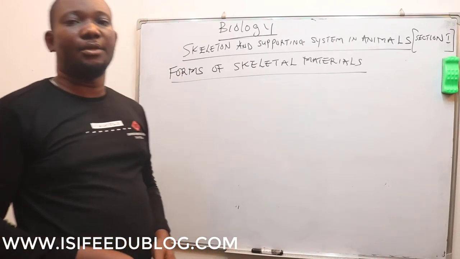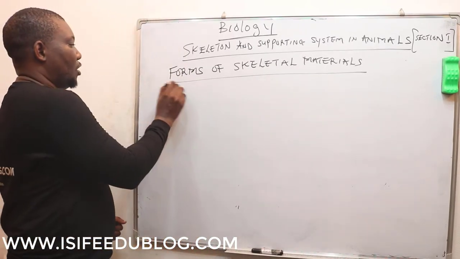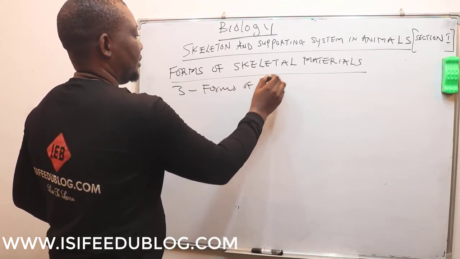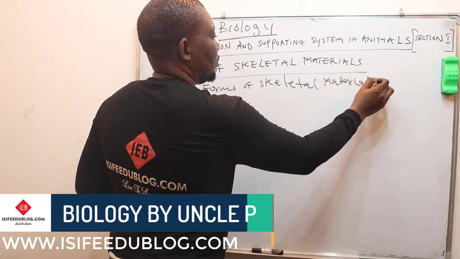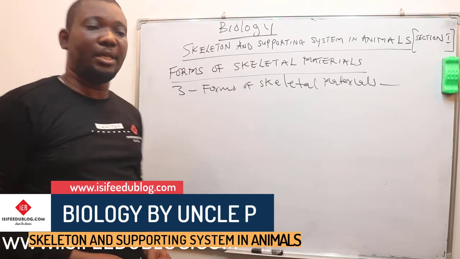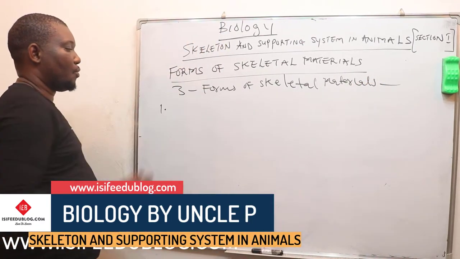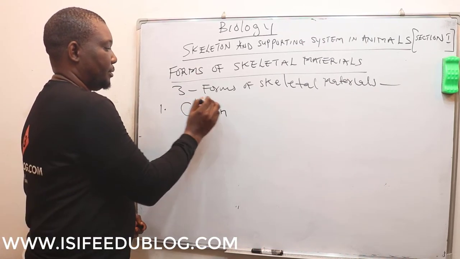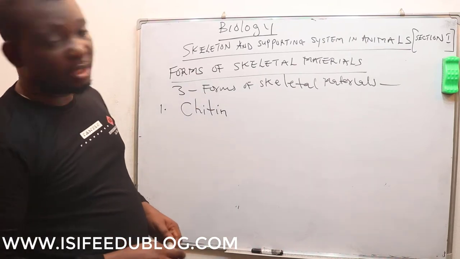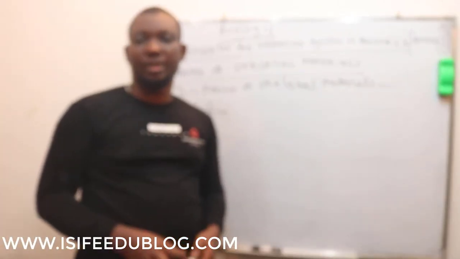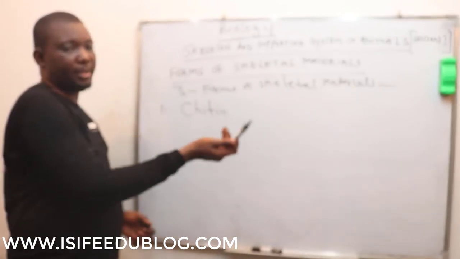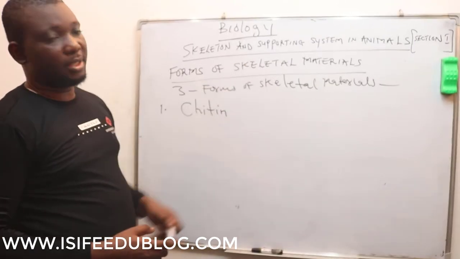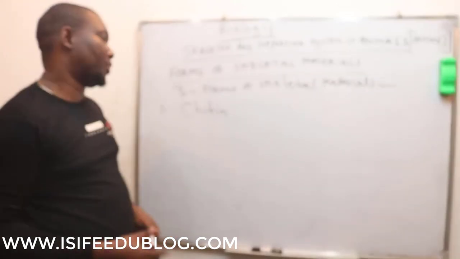There are three forms of skeletal materials, namely, one, we have chitin. Some would pronounce it as chitin, but it is chitin. Chitin is a skeletal material for most arthropods.